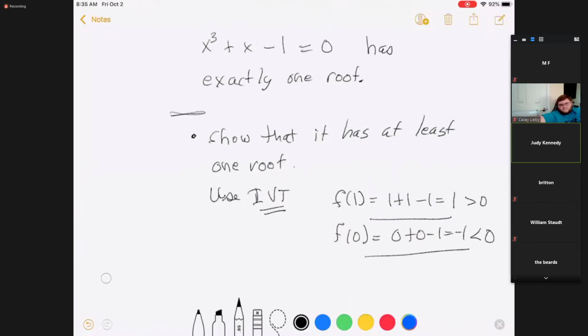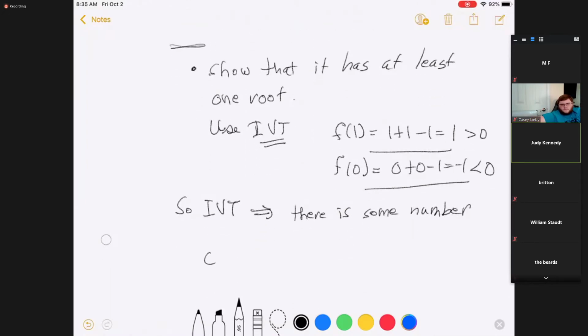So the intermediate value theorem implies that there is some number c in the interval from 0 to 1 such that f of c is 0.